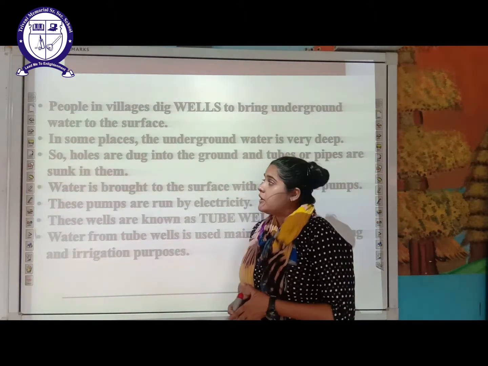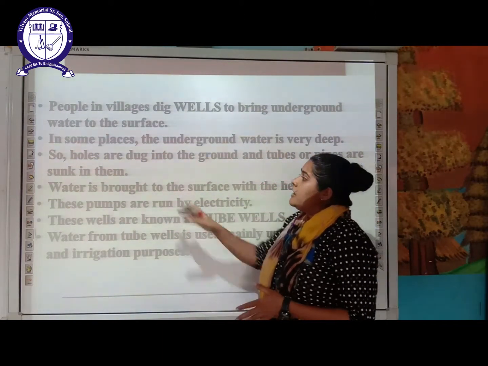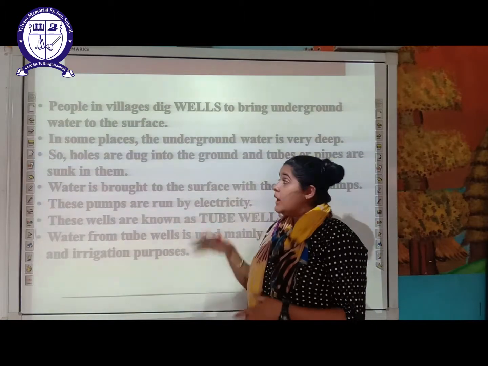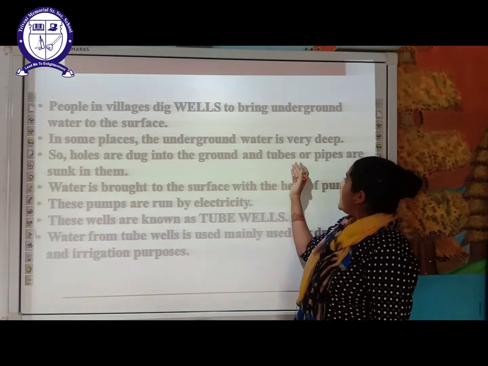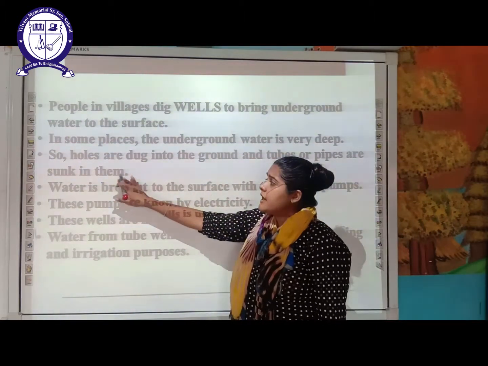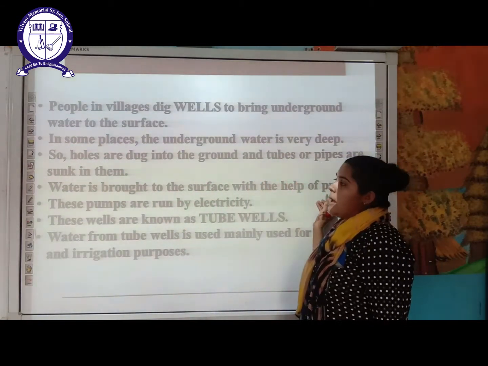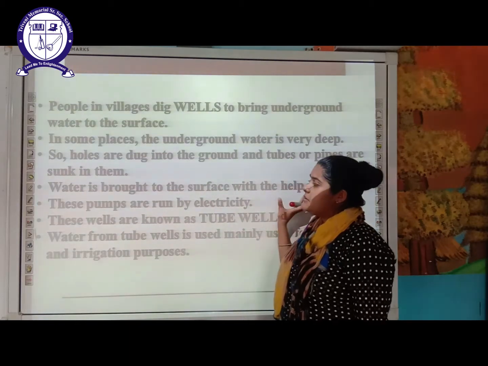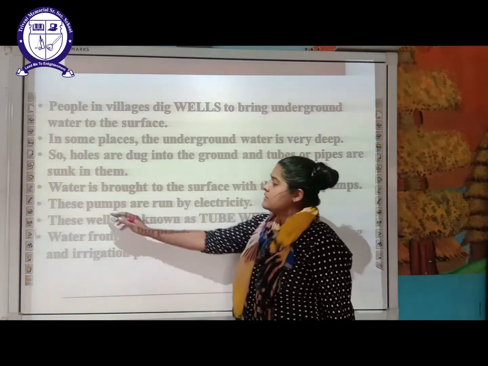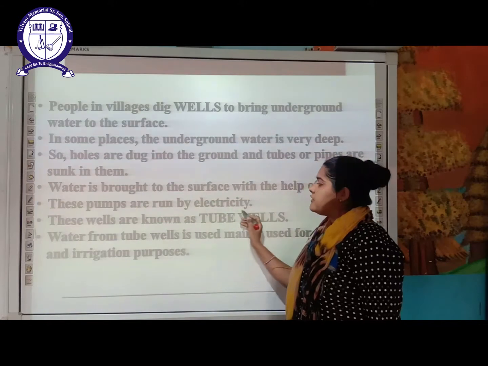So in order to get that water which is very deep inside, holes are being dug and pipes and tubes are being sunk in them. Water is brought to the surface with the help of these pumps. These pumps are run by electricity.